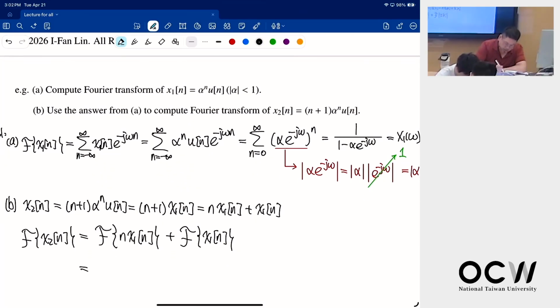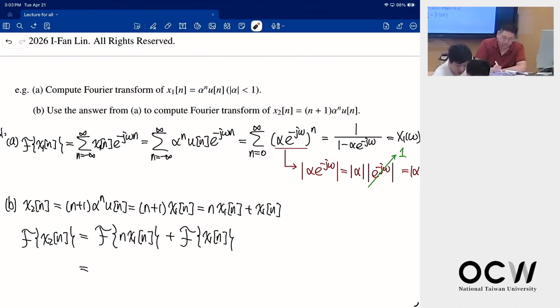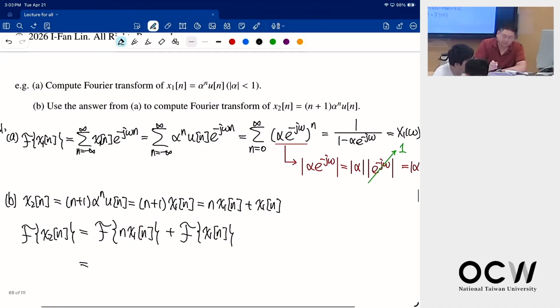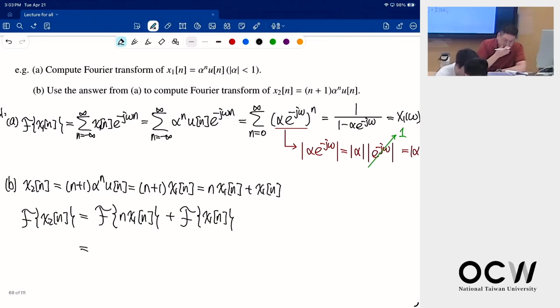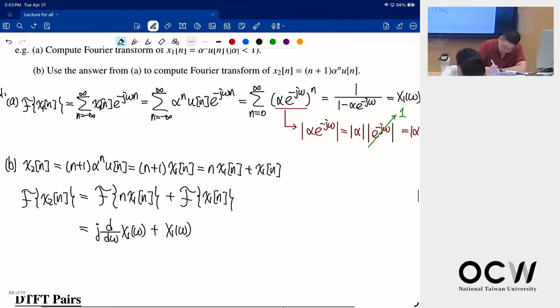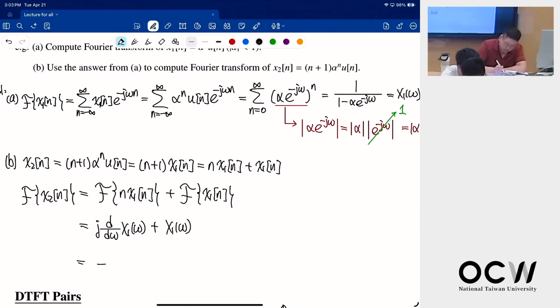So when will we have this in time domain, n times x[n]? That means in frequency domain, I'm doing the differentiation. So j d/d omega of X1. Then you have 1 divided by (1 minus alpha times e to the j omega) squared.